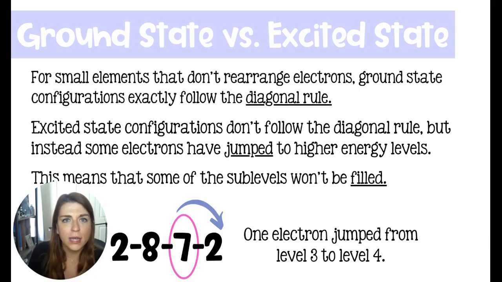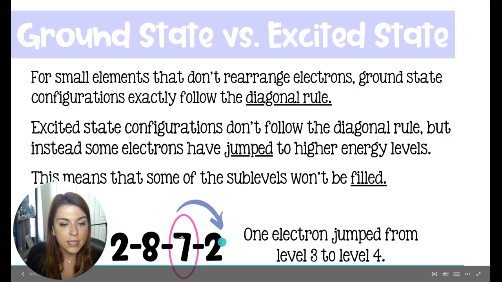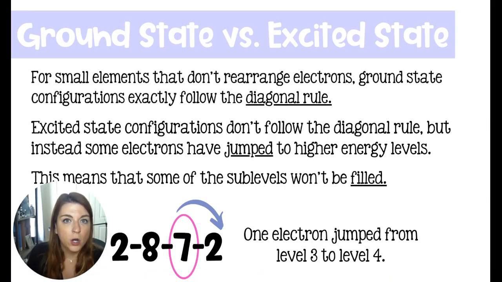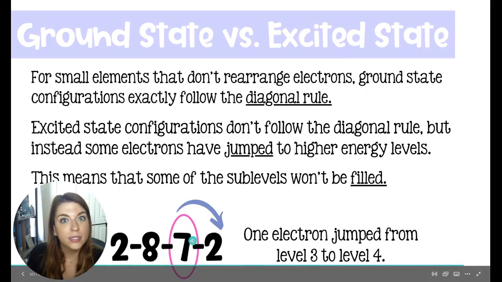So here we're just looking at a Bohr configuration, using principal energy levels. In this case, we have an unfilled energy level. Remember, 8 electrons fit in the third energy level. In total, 2 of them are going to be S electrons and 6 of them are P electrons. But because this is only 7, this is going to indicate that 1 electron jumped out of this level and into the fourth energy level.